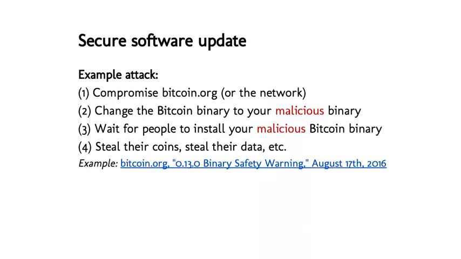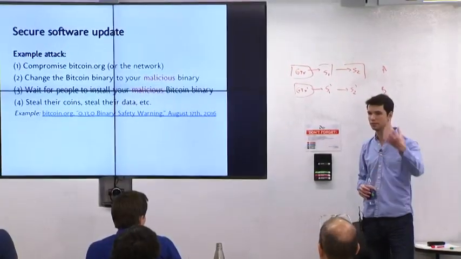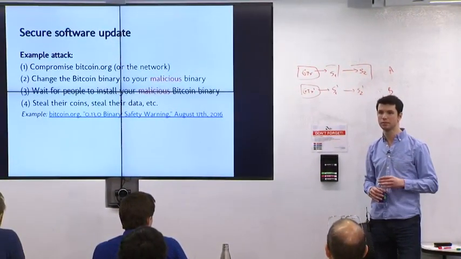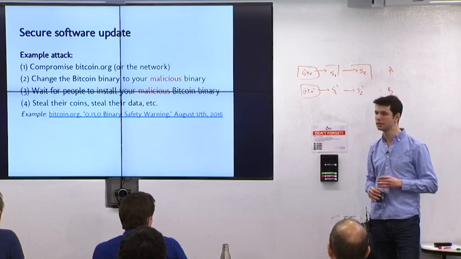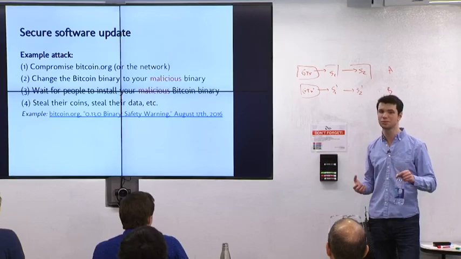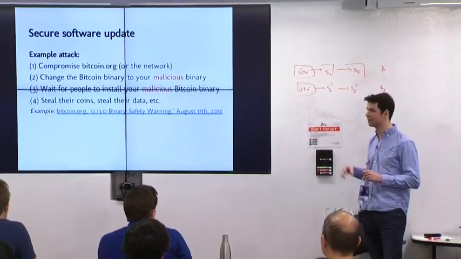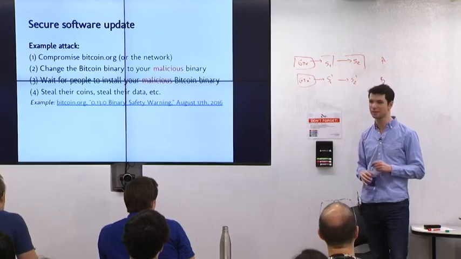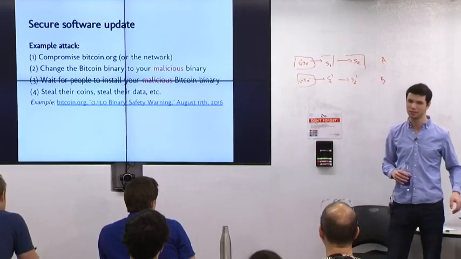And an example of this was this binary safety warning on the Bitcoin website. At some point, they were very concerned that a state actor is going to mess with the DNS servers and redirect clients to a different server and make them download a bad Bitcoin binary. So does the attack make sense? Does everybody see why this is possible? You do need to accept that the DNS service that we currently have on the internet is fundamentally flawed. It's not built for security.